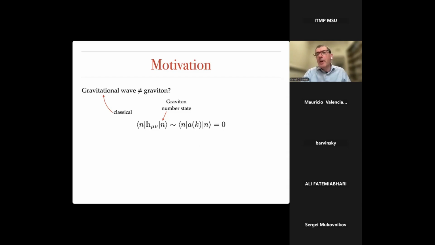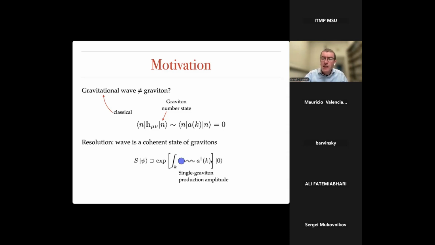So you might then think, gosh, what am I talking about? This single graviton production amplitude. Clearly, single gravitons aren't gravitational waves. And the resolution of that is that the actual final state in this process, if I take S and act on some initial state to compute the final state, must be some sort of coherent state. So the gravitons all exponentiate into a coherent state. The coherent state obviously does have an expectation value on the gravitational field operator. And what's exponentiating are these single graviton production amplitudes.